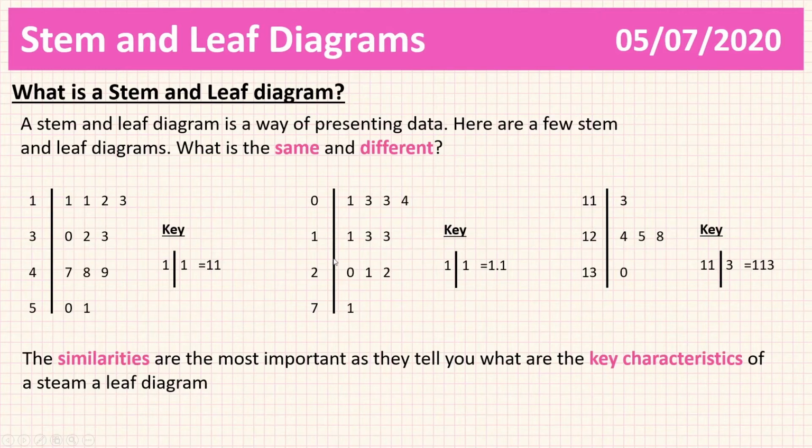All of these stem and leaf diagrams here, the 3 stem and leaf diagrams that I've got, represent data. They can be heights, they can be weights, it doesn't matter what the data is currently. We're just trying to figure out what the key characteristics of a stem and leaf diagram are. So your first task is to look at these 3 stem and leaf diagrams and tell me what's the same and what's different. The reason we're doing this task is so that we can understand that the similarities between all 3 of these stem and leaf diagrams are going to be the key characteristics. If things differ, it means it's not a key characteristic. But if everything's the same, the things that are the same in all 3 will be key, because they are the things that make it a stem and leaf diagram.